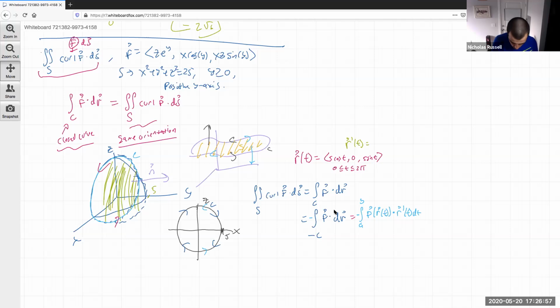My derivative here would just be actually very nice. It's negative 5 sine of t, 0, and 5 cosine of t. That. I now want to evaluate this vector field with this here, right? F of r of t. If I see this, well, this is actually really ugly, but everywhere where I see a y, there's going to be a 0. Well, that's beautiful.